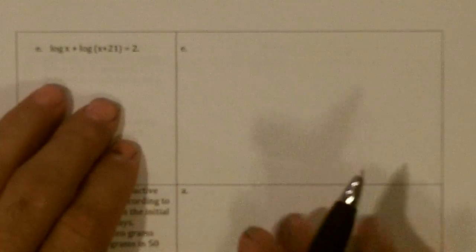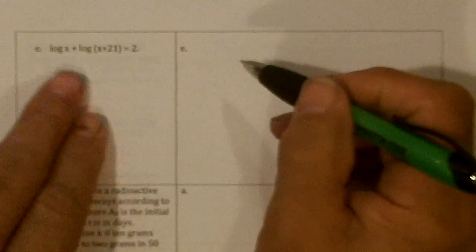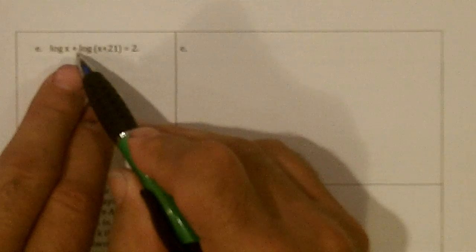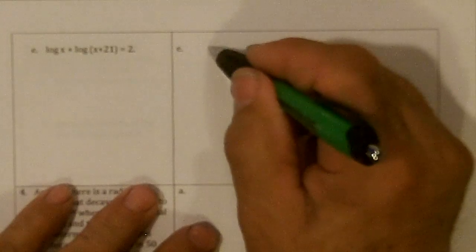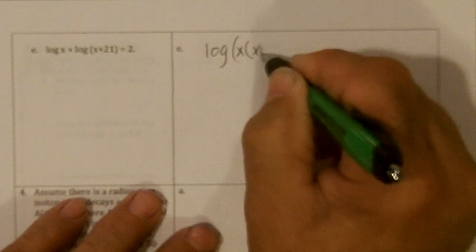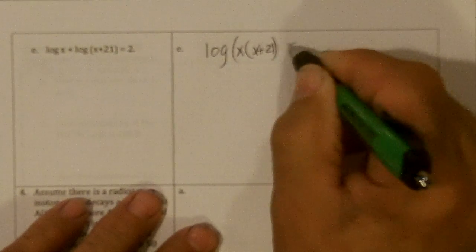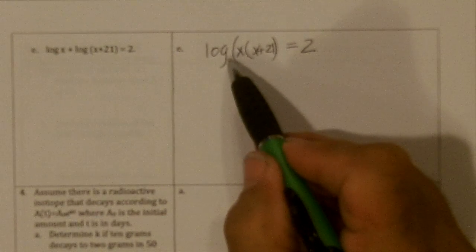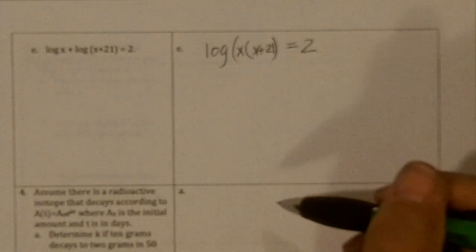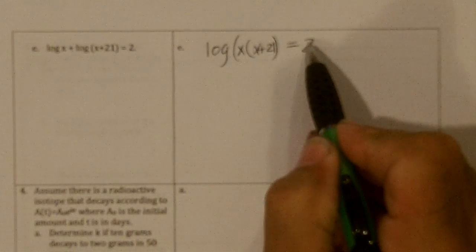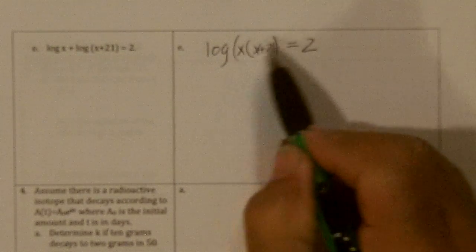Page 3. So we have 2 logs here equal to a number, so we want to put the logs together. The sum of 2 logs becomes a product: log of x times x plus 21 equals 2. Since the x's are inside the log, I'm going to change it to a power. To what power did I take 10 to get this? It's 2.